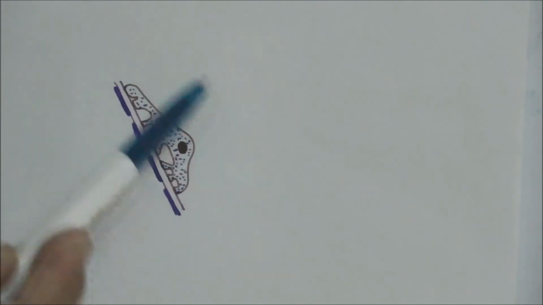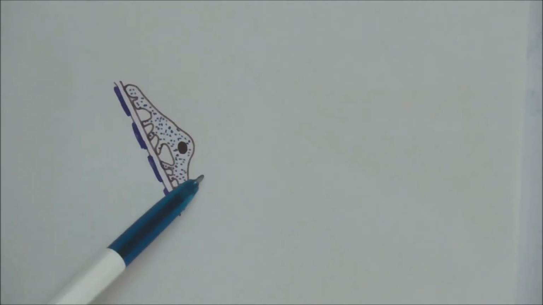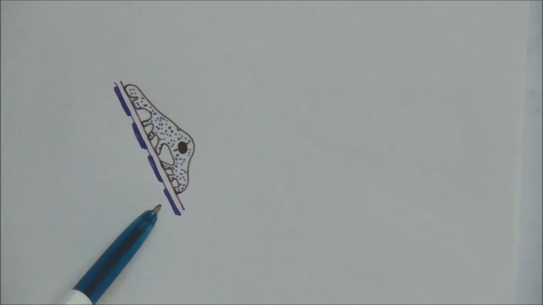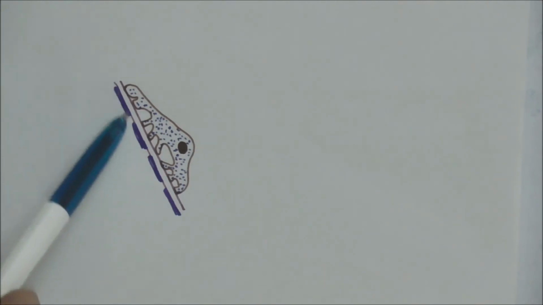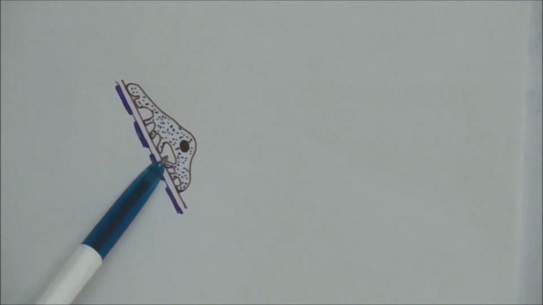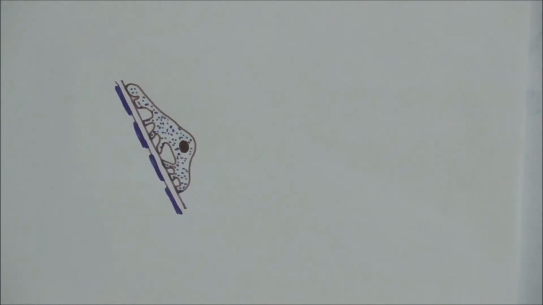So now here is the filtration space or filtration cavity. This is the glomerular lining. Between the two is a basement membrane and of course these fine pocket-like formations here. Now what is their role? We will try and understand that when we actually try and understand the formation of urine.